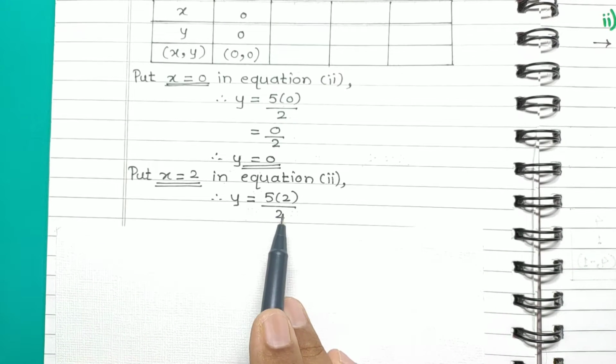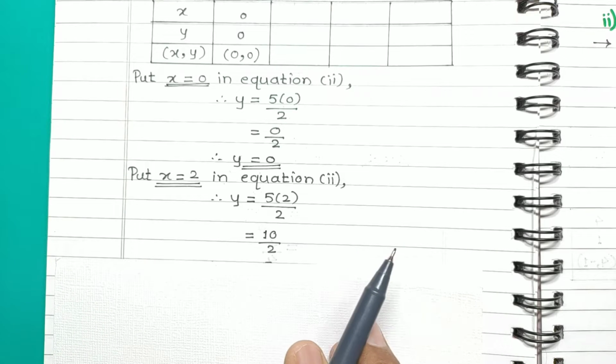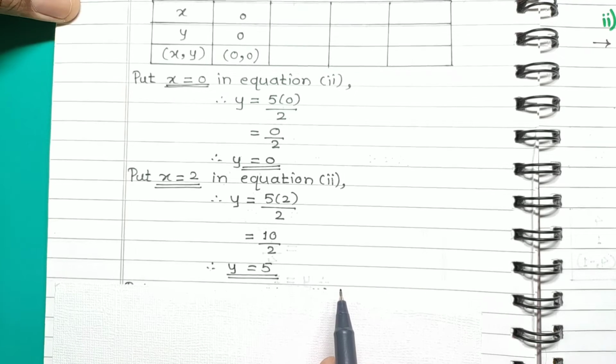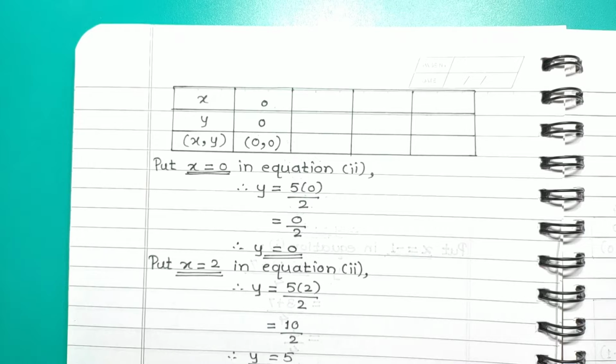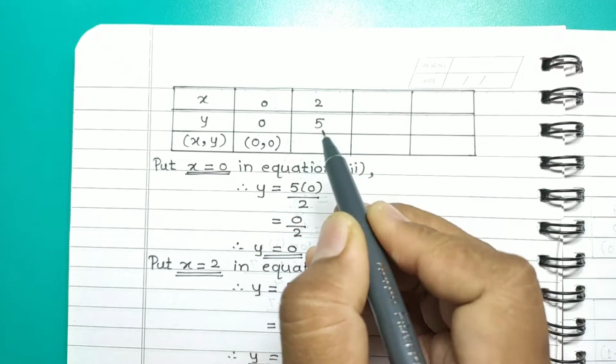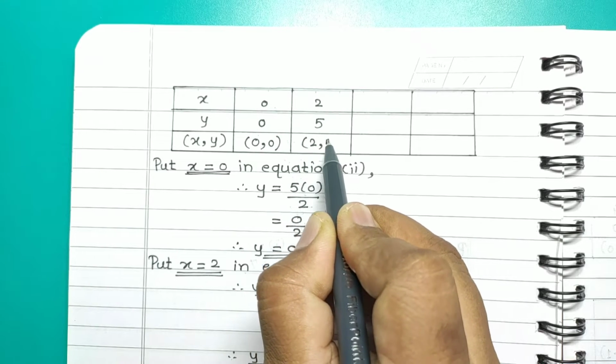Then put x is equal to 2 in equation 2 to get y is equal to 5 into 2 upon 2, and therefore it is 10 by 2 and we have y is equal to 5. So the next ordered pair is, for x is equal to 2, we get y is equal to 5, and so the ordered pair is 2 comma 5.